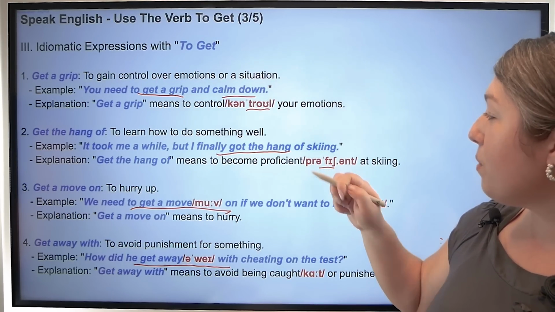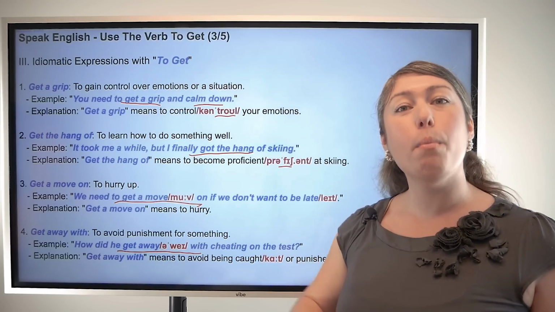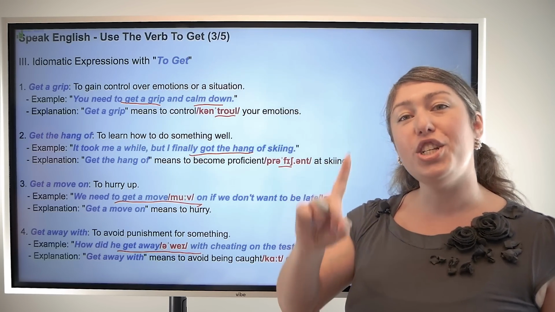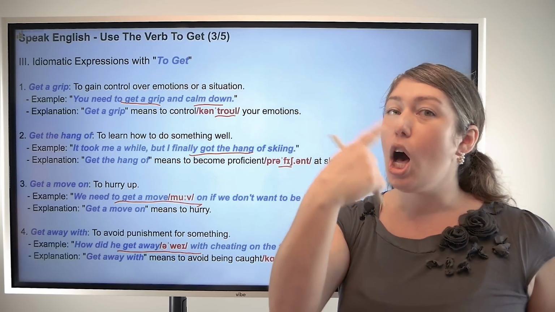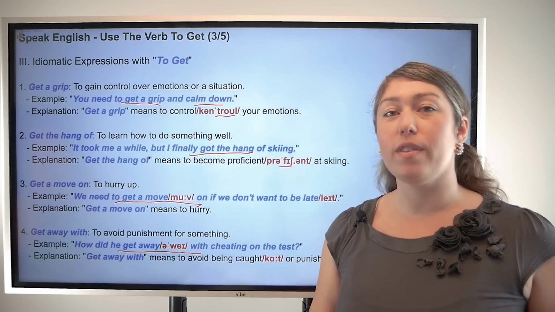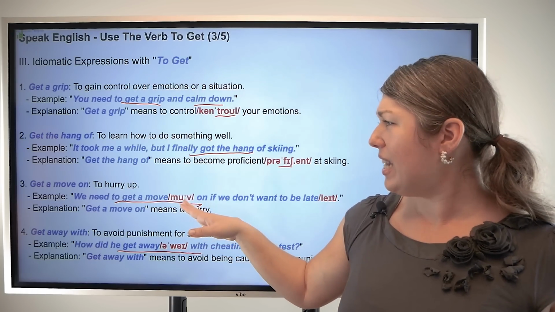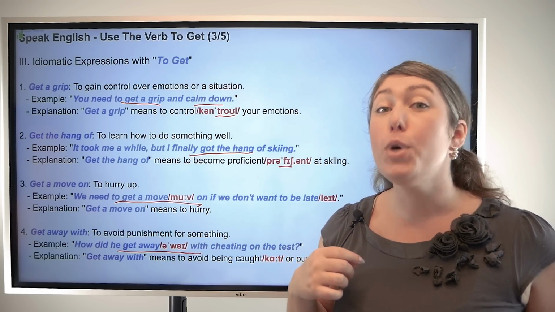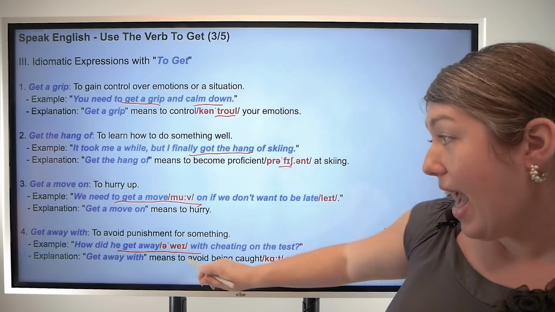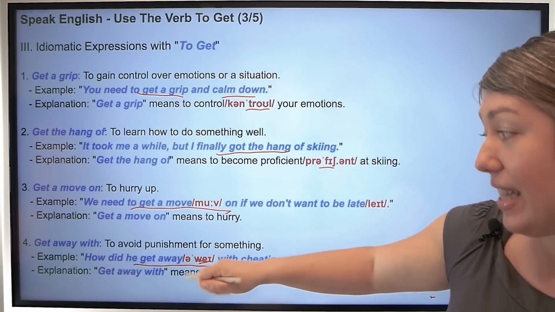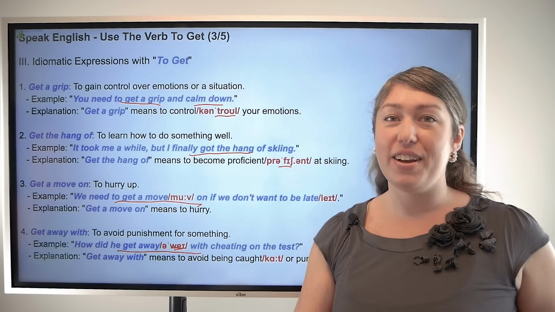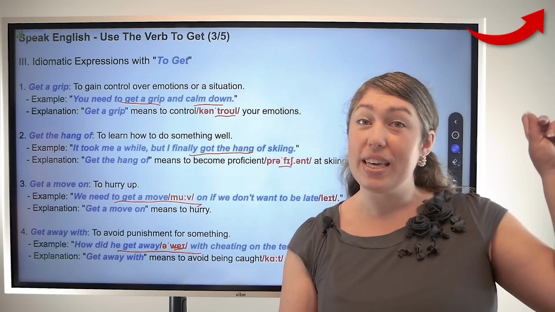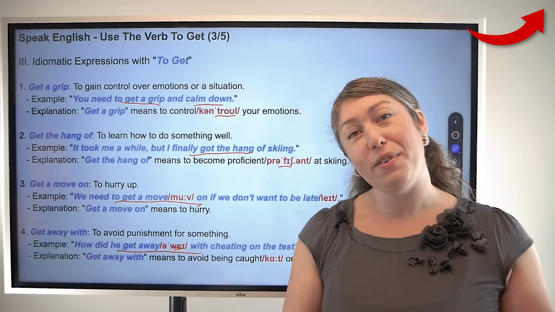And proficient, we stress the second syllable again. Proficient. And move, you're making that long O sound. Move. It's not mauve, it's move. And away, we stress the second syllable. Away. Very good.